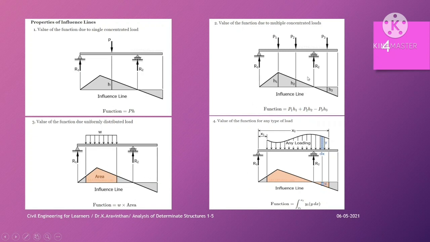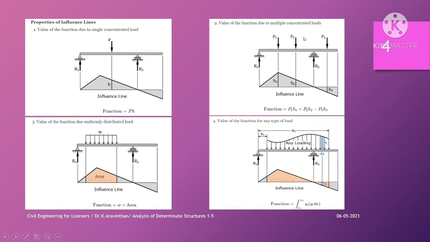This pattern depends upon the span. If you draw the influence line, you can find the bending moment when a single point load is acting. When a UDL is acting, you can use the same influence line to find the bending moment. So the formula changes. If there is only a single point load, you take load into this height, so load into this distance will be the function. And if it is a UDL, the area covered by the influence line into the magnitude of the load will give the function.